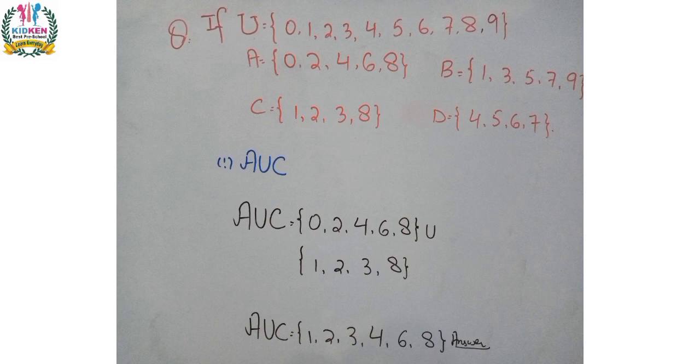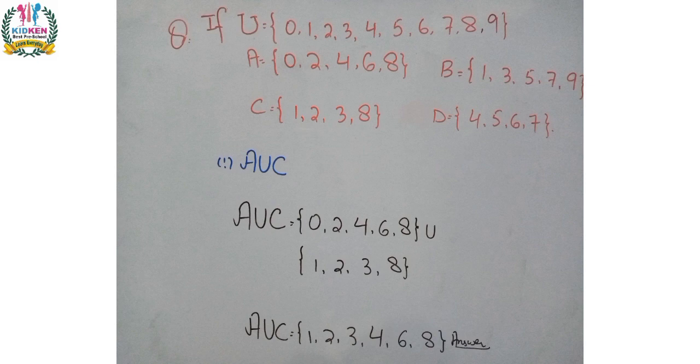So with the help of these values, we can solve questions like A union B, A union C, etc. So let's start. Question number one is A union C. Before I start this question, I would like to define union. So what is union? In union, we can write both sets' values together in the form of one set.